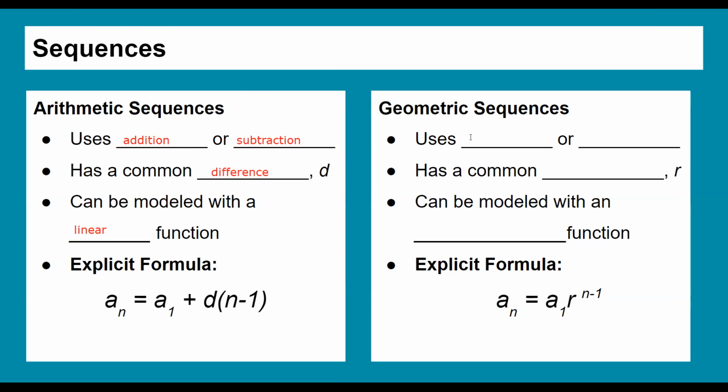Next, we have geometric sequences. Geometric sequences use multiplication or division. And the division is always converted to a fraction. So for example, if we're dividing by 2 every time, that's the same as multiplying by 1/2. That value is called the common ratio, and it's noted as r in the explicit formula.